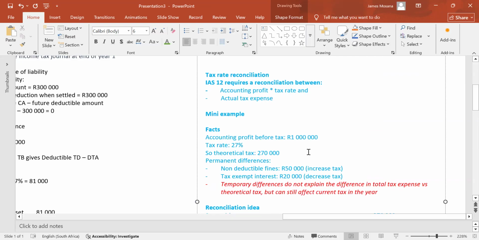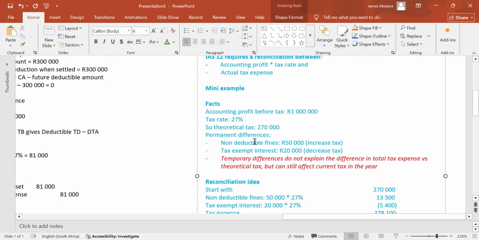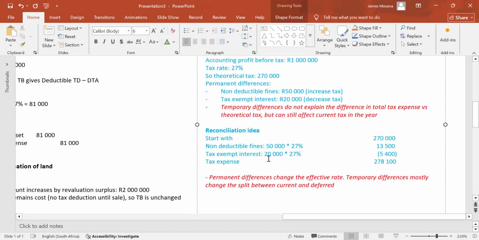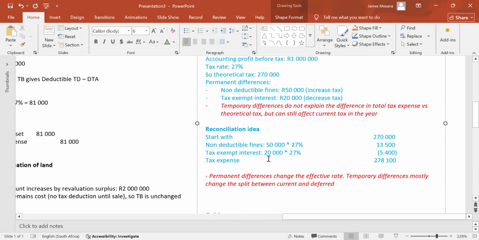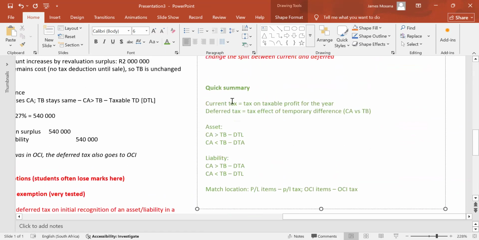The most important thing with the tax rate reconciliation is that it focuses on the permanent differences. You get your theoretical tax based on your accounting profit, which is the 270, and then you adjust for permanent differences. But it's not limited to that. We will get more detail as we do the questions. And we have just done a mini example of how you would do a reconciliation. Below is a quick summary.